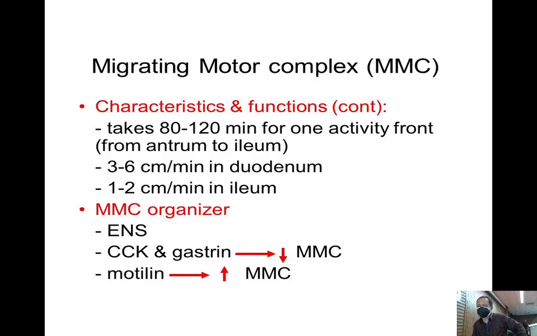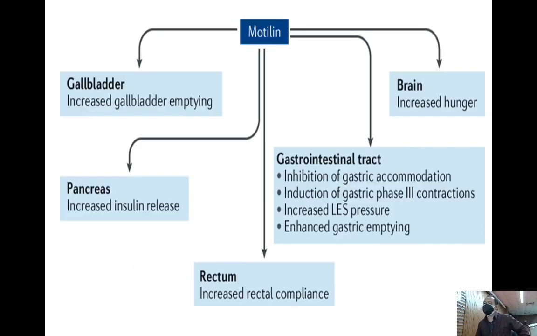So what organizes these migrating motor complexes? One, they have said that it's the enteric nervous system, which is important in the generation of the MMC. But then you have other hormones also that play a role in the generation of MMC, which is Motolin. And then you have hormones that inhibit the generation of MMC, which are CCK and gastrin.